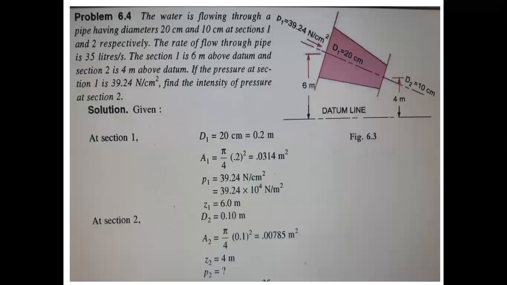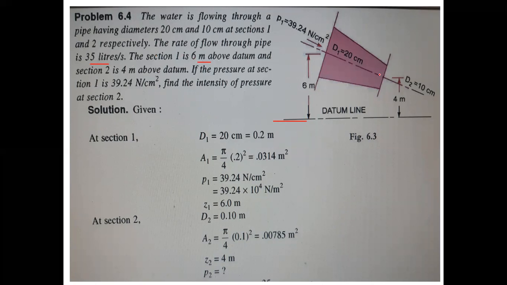The water is flowing through a pipe having 20 centimeters and 10 centimeters diameter at cross sections 1 and 2 respectively. The rate of flow through the pipe is 35 liters per second. Section 1 is 6 meters above the datum line, and section 2 is 4 meters above the datum line.